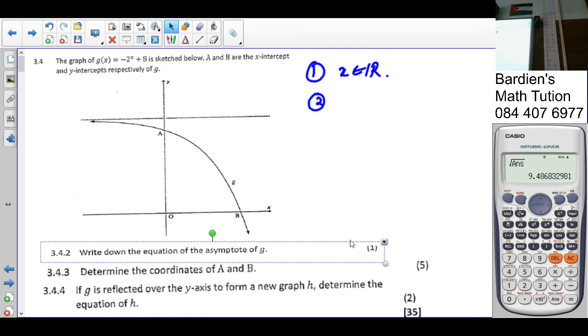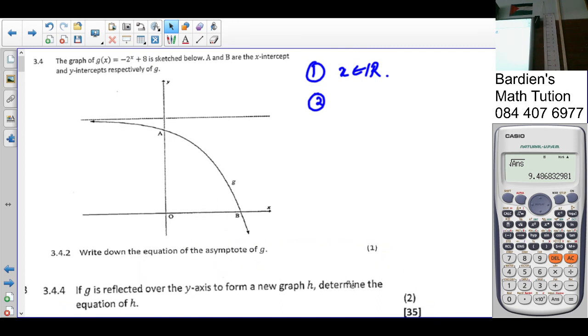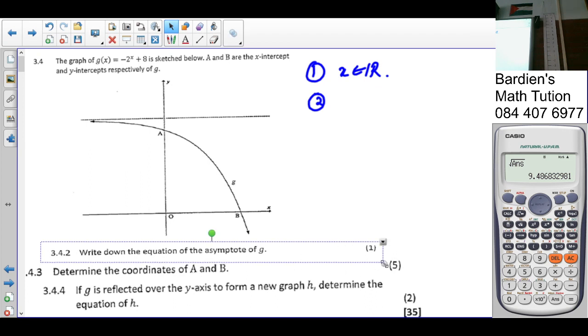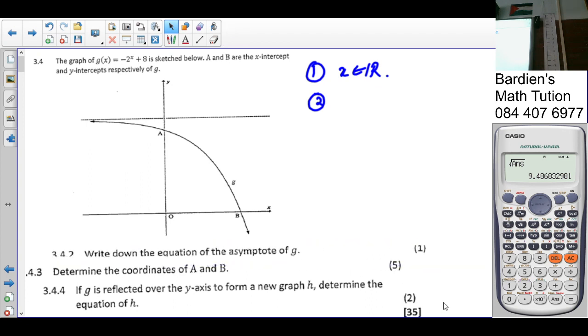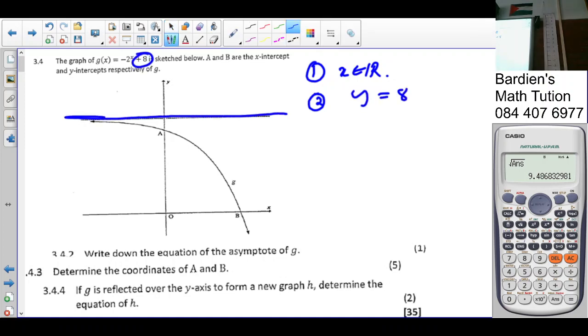Determine the equation of the asymptote of g. So what's the equation of the asymptote of g? y is equal to 8. That's your horizontal asymptote here. y is equal to 8. Where do we get it from? You all agree with that? Alright. So y is equal to 8.